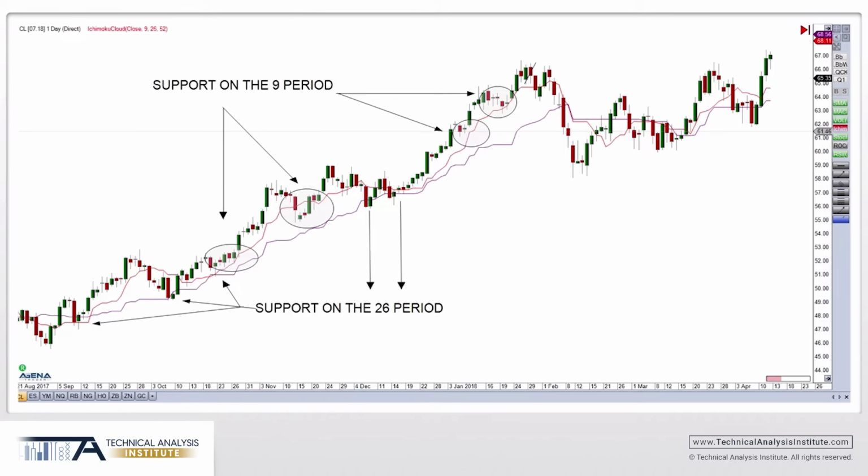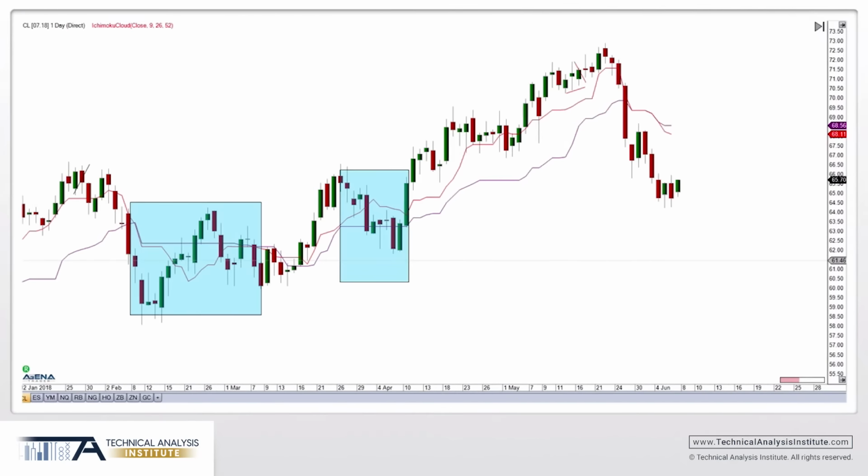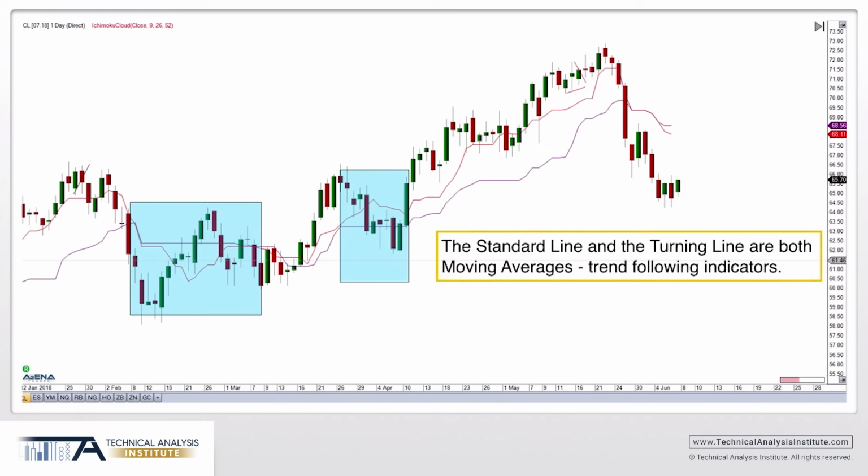And speaking about those horizontal periods, when you see them on the 26, the slow-moving average, for several days, as you can see in the same CL chart a few days later, it is a clear sign that the market is not trending. The standard line and the turning line are both moving averages with slightly different calculations. Therefore, they are trend-following indicators.